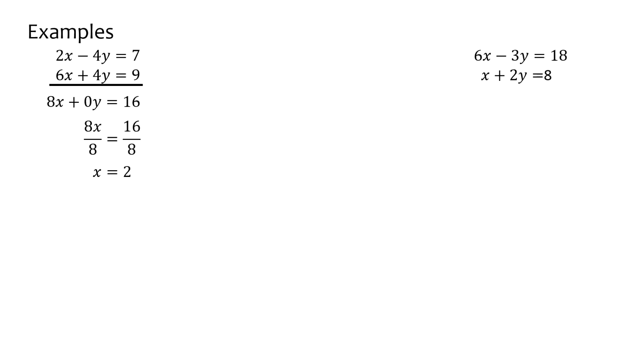Does that make sense? Does everybody see what we did there? We just eliminated the y. That's what we're trying to do, elimination method. We're eliminating a variable. In this instance, I eliminated the y. Okay, so now we got our value for x.